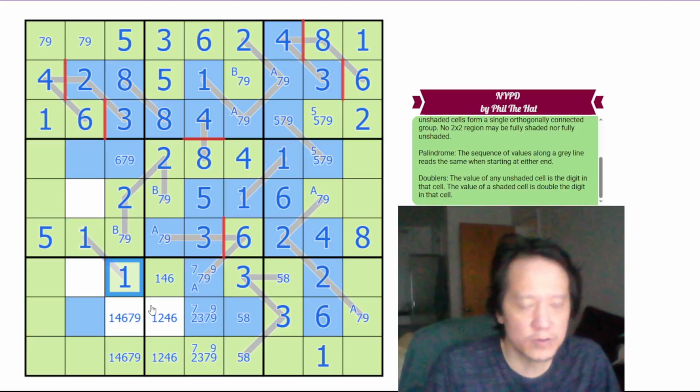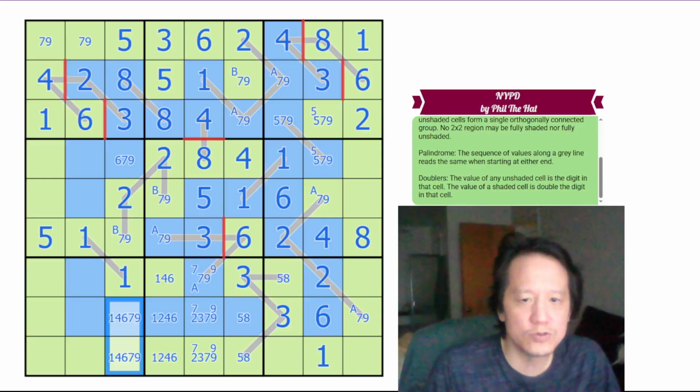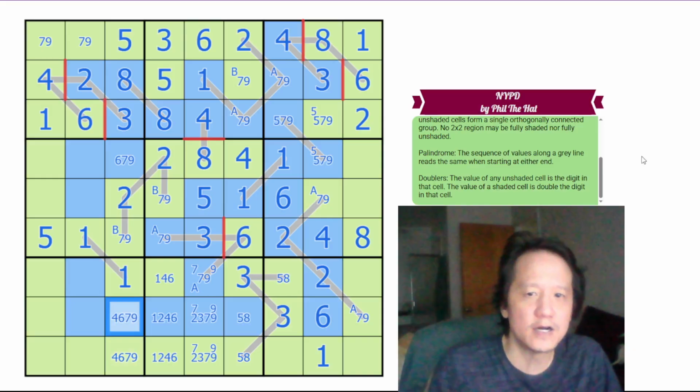Because this was already green. Therefore, this 2x2 area forces that to be blue. This blue must connect here. This 2x2 area forces this to be blue. And we just now do normal Sudoku with the non-consecutiveness thrown in. So this can't be 6.